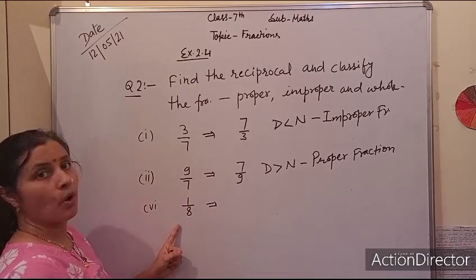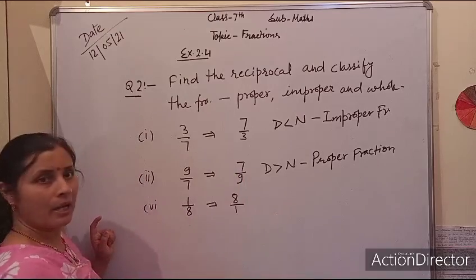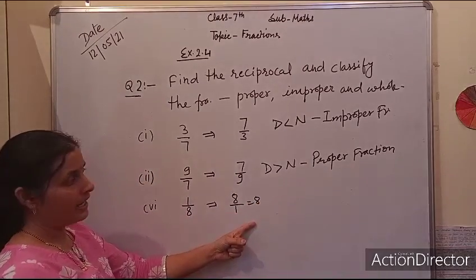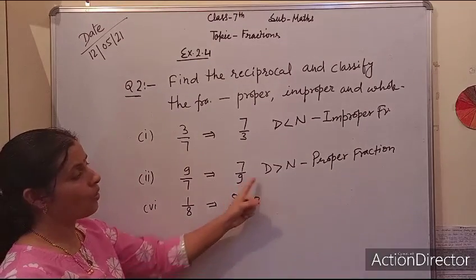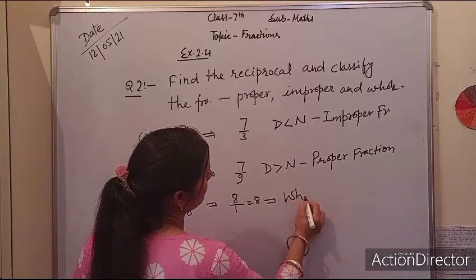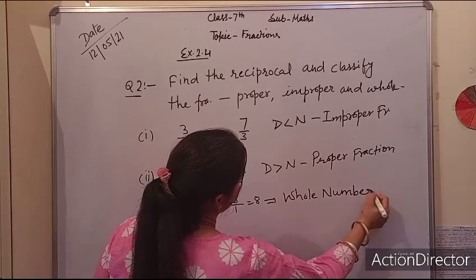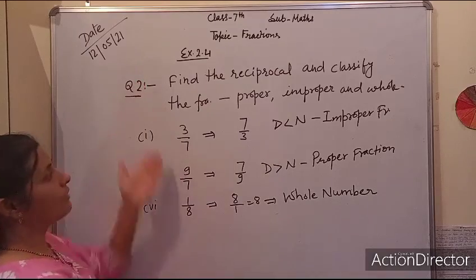Here is written 1 upon 8. So the reciprocal of 1 upon 8 would be 8 upon 1, or simply I can write it as 8. You can see that it is a whole number. So we will classify it as a whole number. Alright? So in this way we can solve this type of question.